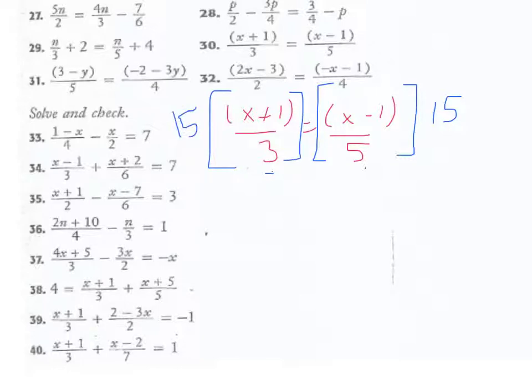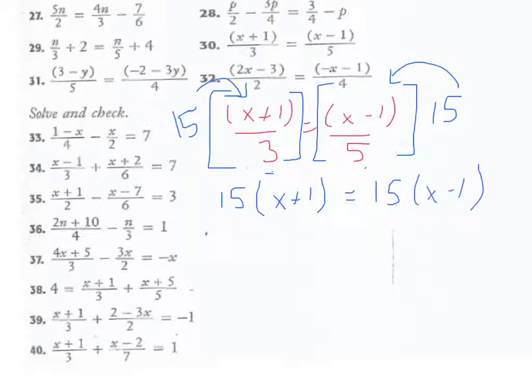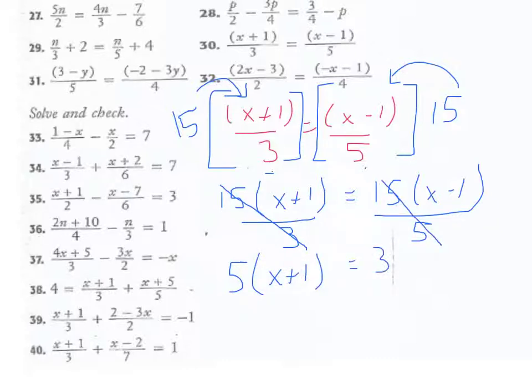Okay, and then I'm going to distribute the 15 in. Now I don't have to distribute the 15 into the entire set of brackets. What I can do is I can say 15 times x plus 1 equals 15 times x minus 1. I haven't multiplied that yet, and I leave the denominators. Okay, I can cross this out to be left with 5 times x plus 1 equals 3. I'm just dividing 15 divided by 3, 3 times x minus 1.